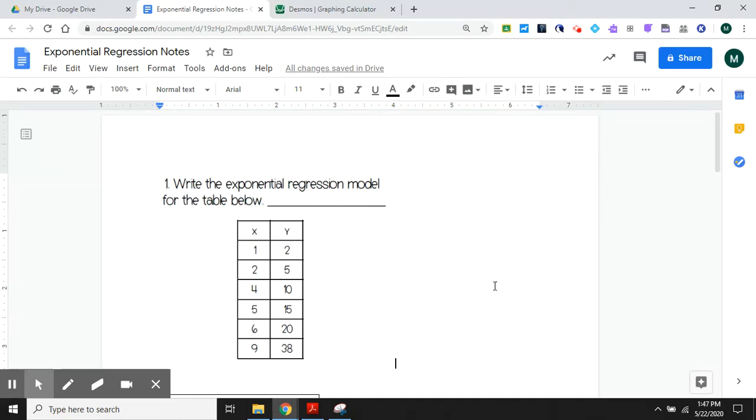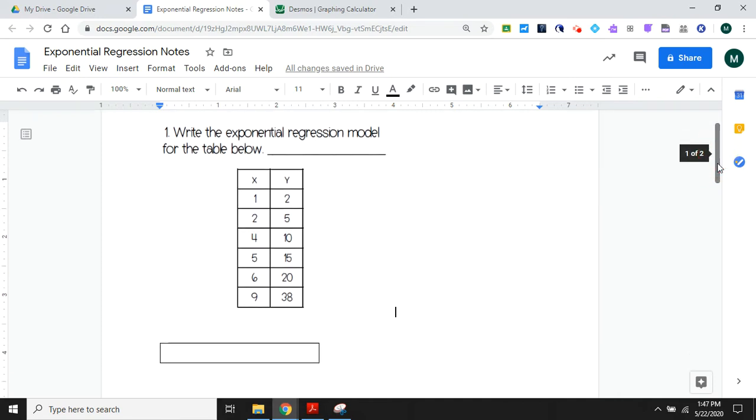Hey, ladies and gentlemen, today we're going to talk about finding a regression model using tables and exponential functions. This is actually a really similar process as it was for the linear functions that we did first semester, as well as our quadratic functions that we looked at second semester. So it's really similar. I'm going to go through how to do it on Desmos.